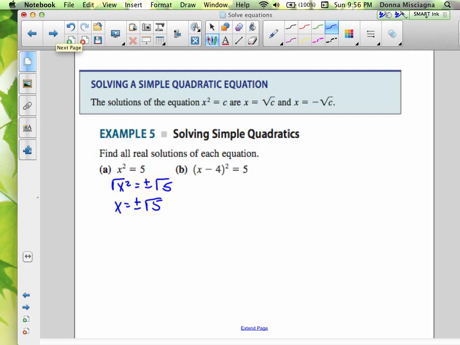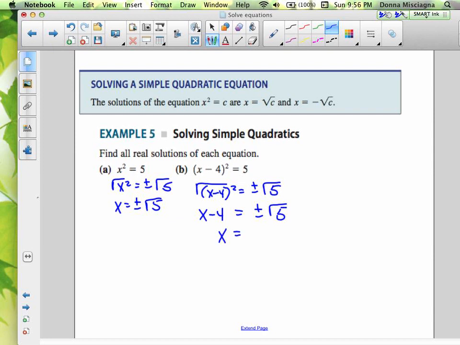This one is almost as simple. We have x minus 4 squared equals 5. Same thing. We have something squared equals a number. Take square root of both sides. And don't forget on the constant side to take a positive and negative square root. Square and square root cancel on the left-hand side, so x minus 4 equals positive and negative square root of 5. And then add 4 to both sides to solve for x.